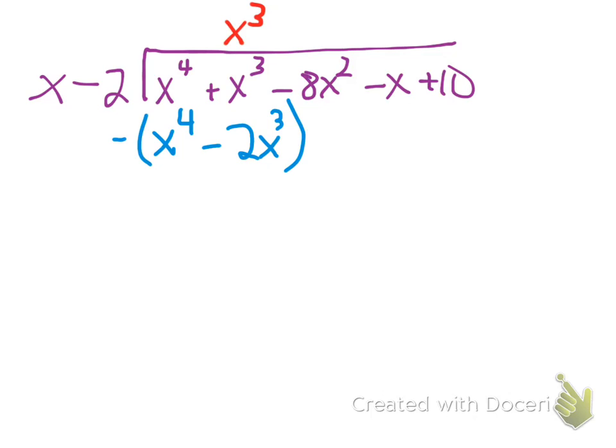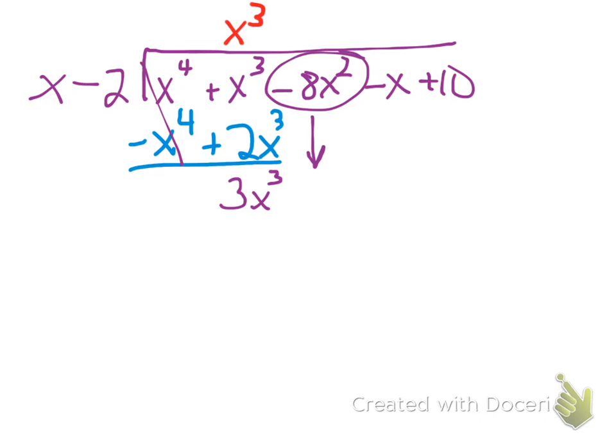Now instead of subtracting, I would rather use addition, so I distribute my negative here and distribute my negative there, and essentially what that does then is switch the signs to a negative there and a positive. Now I can add, and when I add them, those will make 0, and then I have 3x cubed left. Before I do my next step, I take the next term here and I bring it down, and that is minus 8x squared.